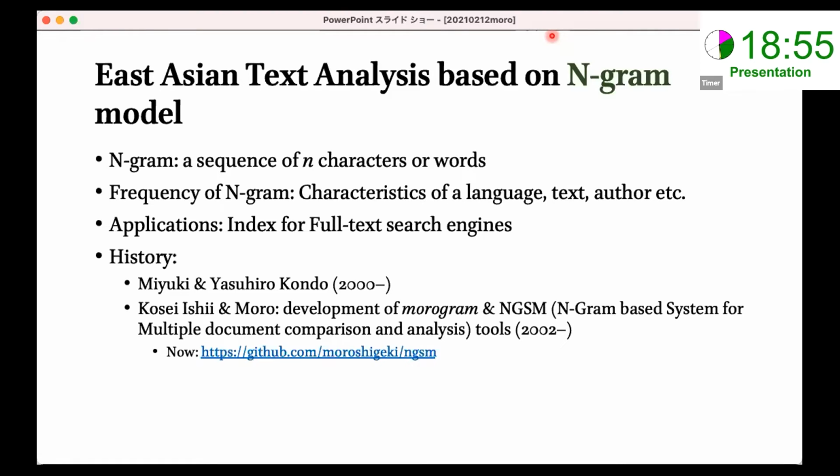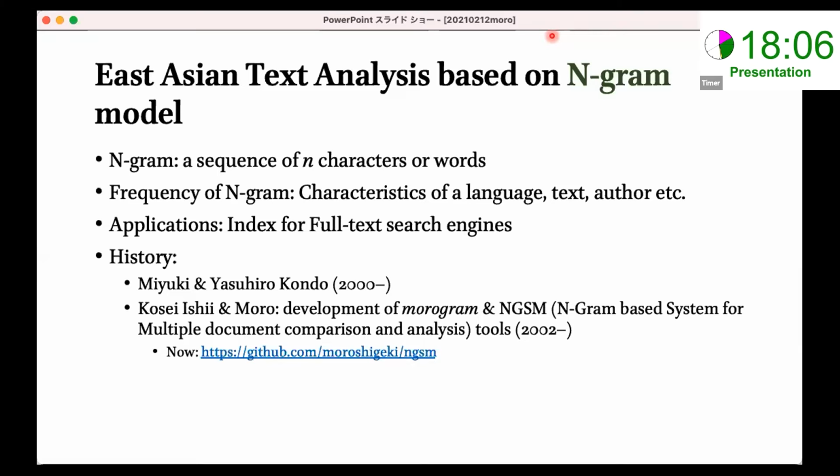So it was Professor Miyuki Kondo, a scholar of Japanese classic literatures, and Professor Yasuhiro Kondo, a scholar of Japanese language and a pioneer of computer-based Japanese language research in Japan. They started analyzing East Asian literature using N-grams around 2000. Around 2002, Professor Kosei Ishii of Komazawa University introduced this research method to East Asian Buddhist studies, and I have been developing the tools for it.